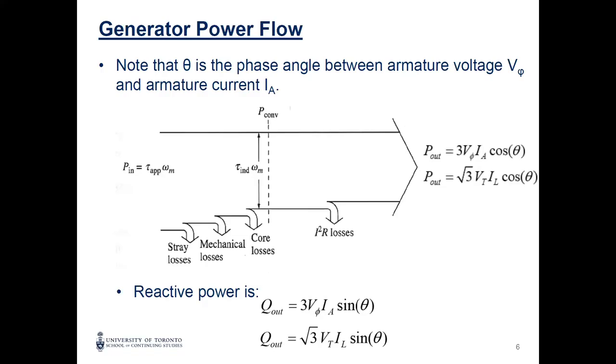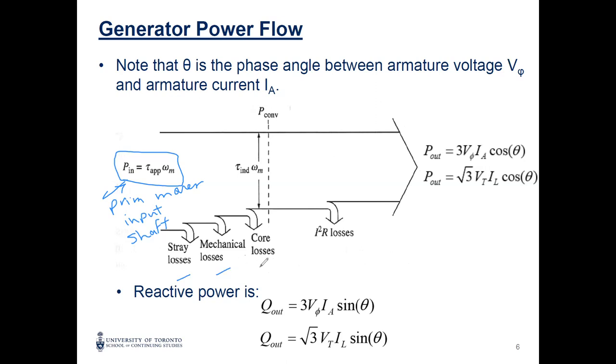For the generator power flow, as you can see, we here cover only the generator. Definitely, if it's a motor, it will be the opposite way. Similar to what we did for the transformer and the DC machines, this is for the synchronous machine. Because this is a generator, the input is mechanical: torque times omega. This is the input power. Sometimes we call it the power in the shaft, or the prime mover input power. You will hear different expressions for this input power in the problems.